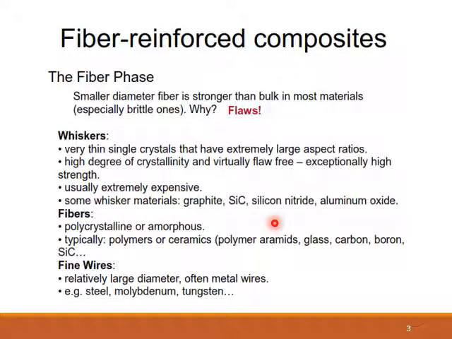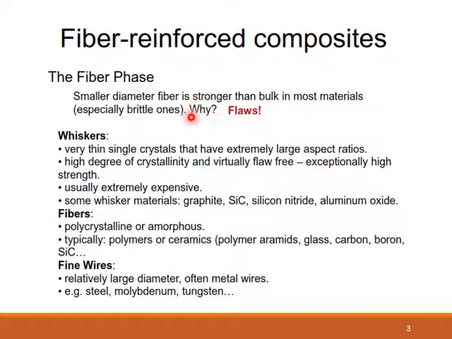For the fiber reinforced composite, what defines this composite is that you have the reinforcing phase as a fiber. The fiber is simply a small diameter material that is stronger than the bulk material in most cases. So what it means here is that the fiber is stronger than the bulk material. Usually the fiber is made out of a bulk material generally, but what has been observed from research is that the fiber is usually stronger than the bulk material, especially if the material is a brittle one.